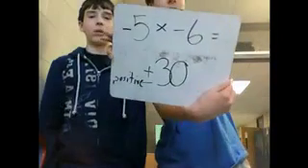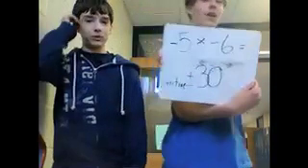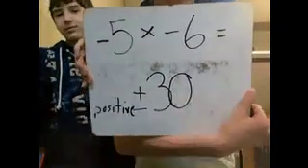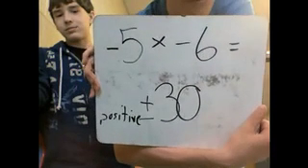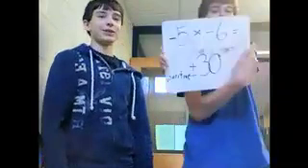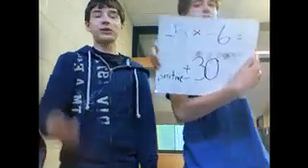Negative times a positive, or negative times a negative. You can see that negative 5 times negative 6 equals positive 30. So a negative times a negative equals a positive. A negative times a positive equals a negative. A positive times a positive equals a positive, and that's pretty much all you need to know. It's simple. Remember that.